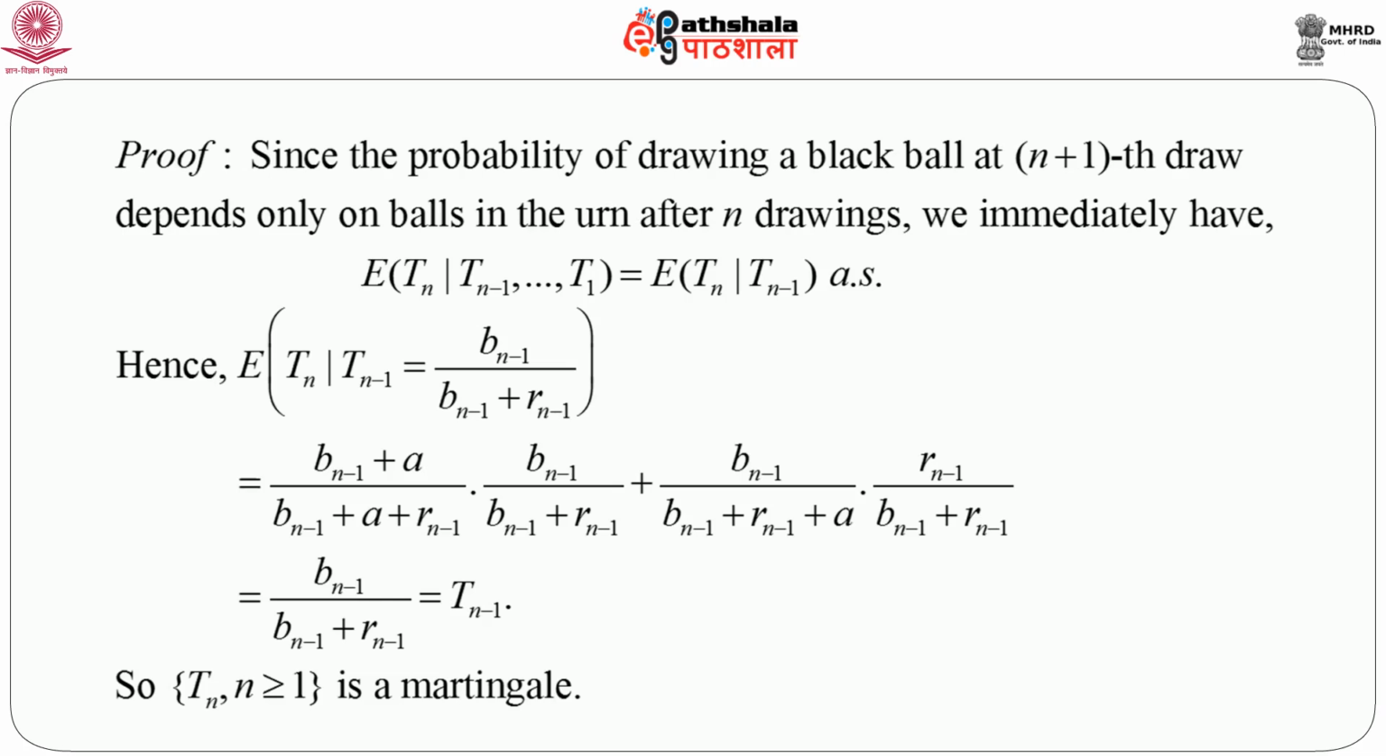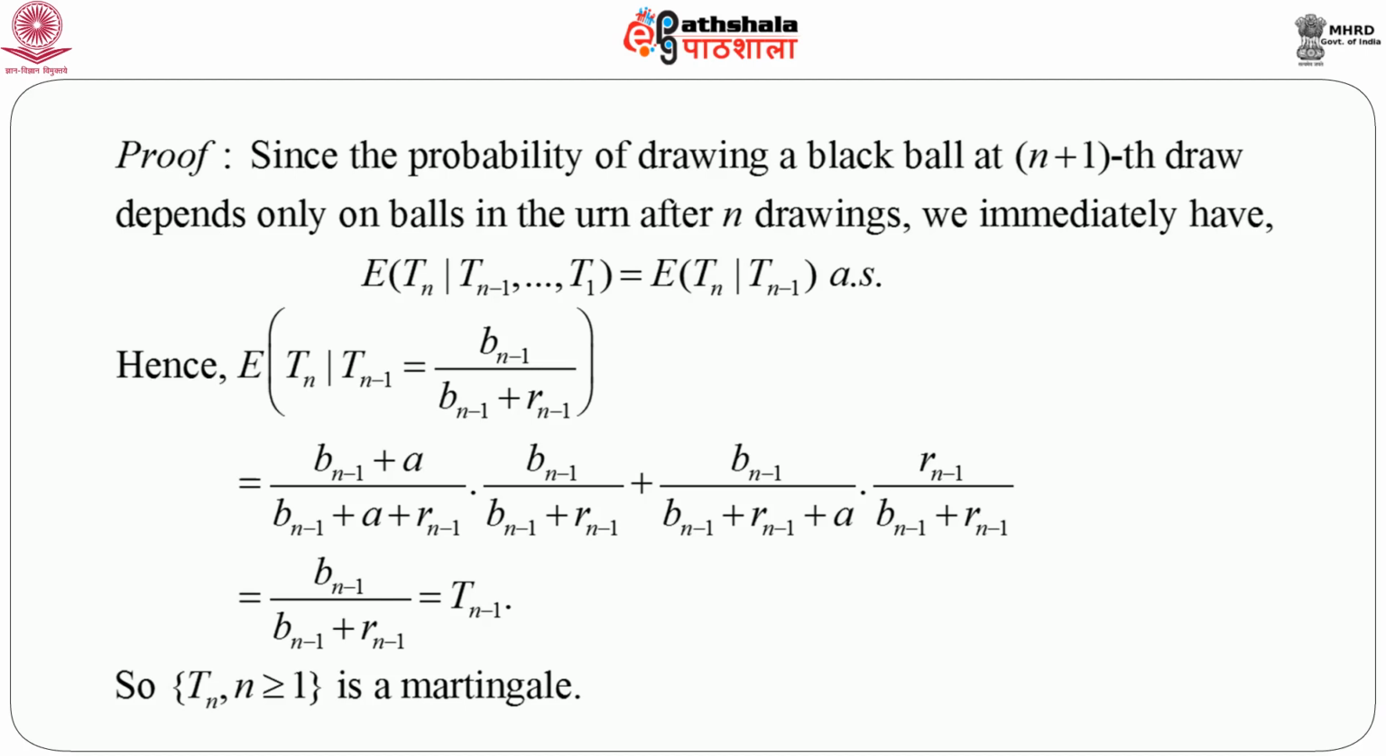That means if the first drawn color is black, then we add a number of black balls to the urn, so that during the next draw the number of black balls will be B plus a and the total number of balls will be B plus R plus a. But if we have drawn a red ball, we add a number of red balls to the urn, so that the number of red balls would be R plus a and the total number of balls would be B plus R plus a. Now let us denote by Bn and Rn the number of black balls and red balls respectively after the nth drawing. Then show that Tn is a Martingale.